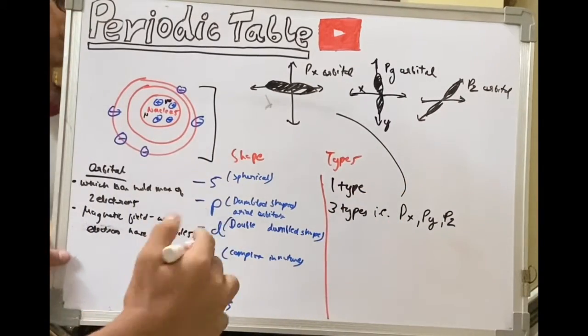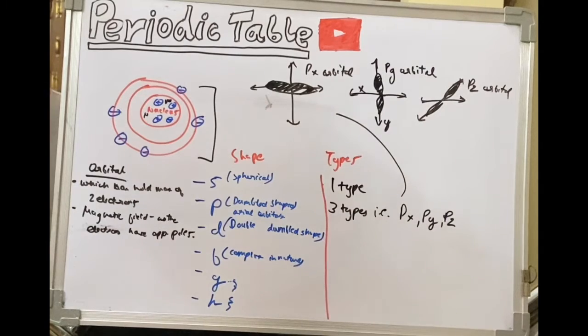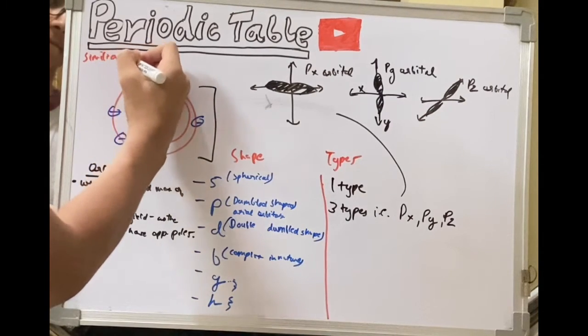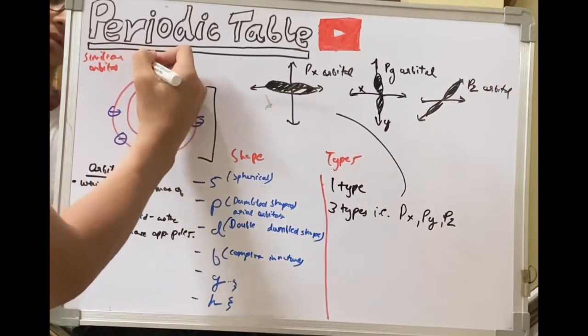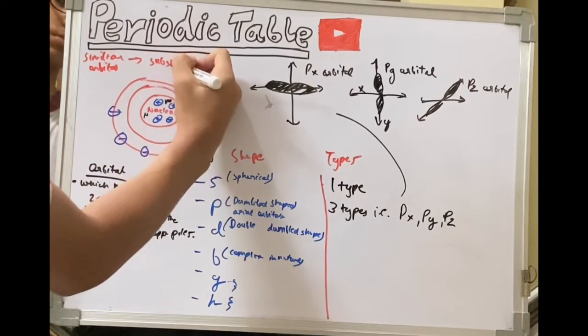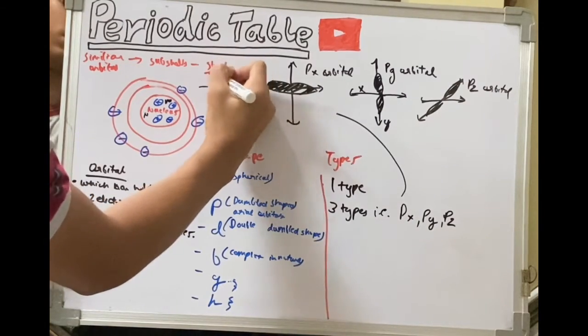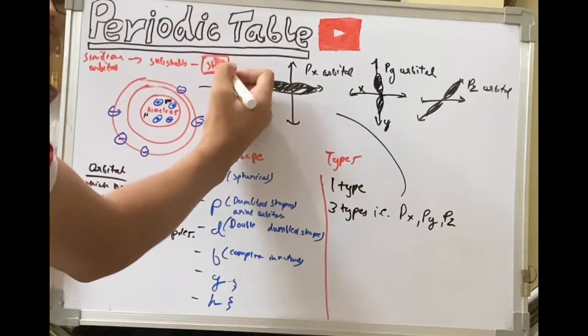Now you have already understood that each orbital can hold a maximum of 2 electrons. So you don't get confused between how many electrons a shell holds and how many electrons an orbital is holding, I'll just tell you that similar orbitals make up a subshell, and one or more subshells make a complete shell.